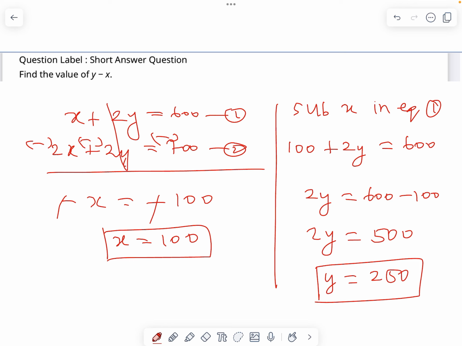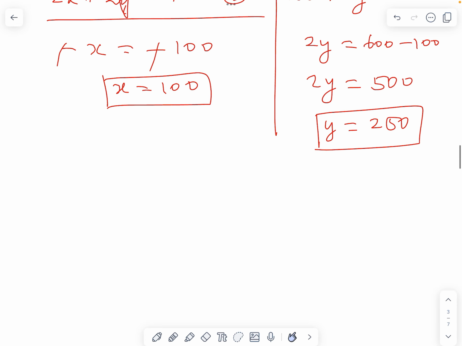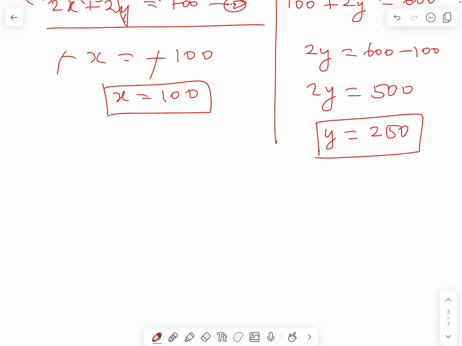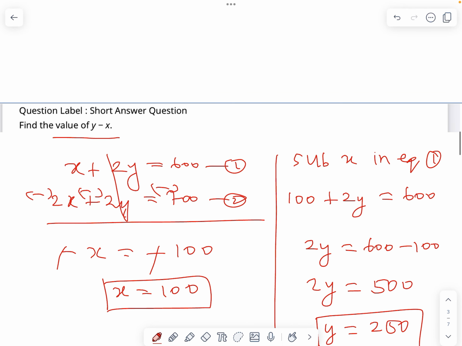So many of them, after solving y directly, will fall into the trap. They won't think about anything, they'll just try 250. But we should look at the question stem again. They are saying find the value of y minus x. That means we should subtract x from y. So y minus x, so the value of y, 250 minus 100, is equal to 150. Therefore 150 is the right answer. Hope you understood. So I am writing here the value of y minus x is 150.